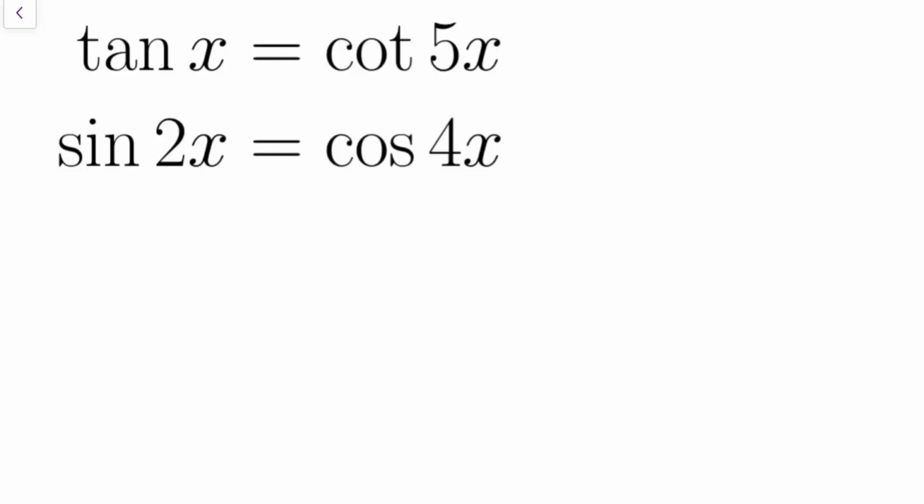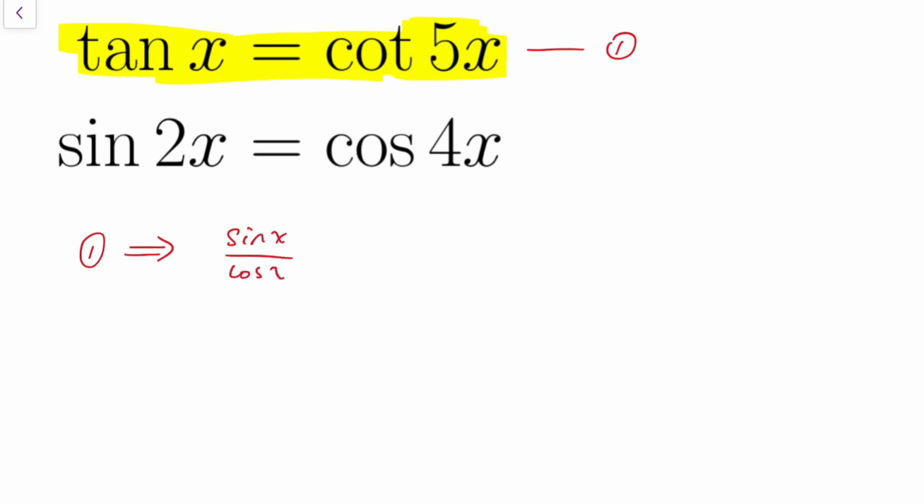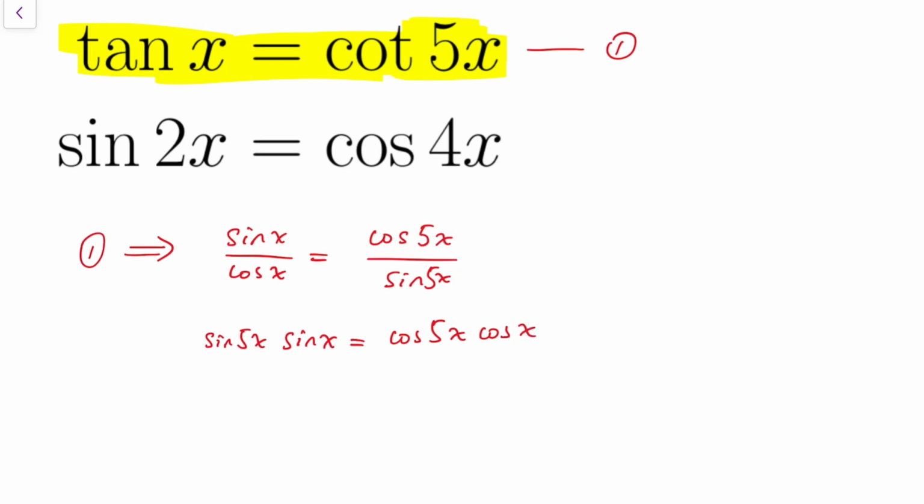This is a really quick trigonometry problem as we can solve each equation separately. So for the first one, tangent x equals cotangent 5x, we can start with rewriting tangent as sine over cosine and cotangent as cosine over sine. Then we can cross multiply and we have sine 5x times sine x equals cos 5x times cos x.